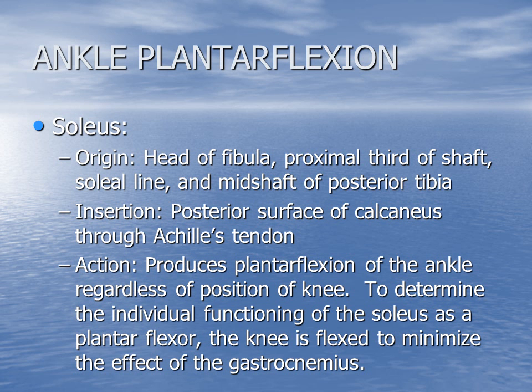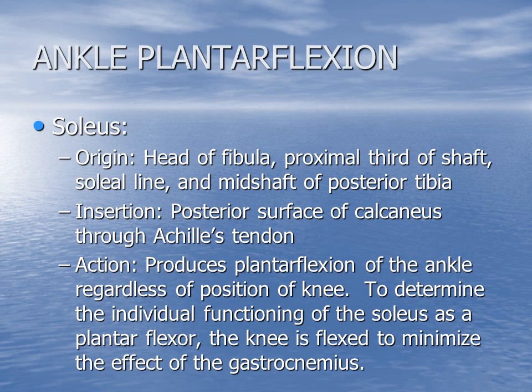And then the soleus muscle has its origin now not on the femur. Rather, it attaches on the head of the fibula, on the proximal third of the shaft of the fibula, on the soleal line of the fibula, and also the midshaft of the posterior tibia. So this muscle does not cross the knee. It is simply a one joint muscle, meaning that it operates only at the ankle joint.